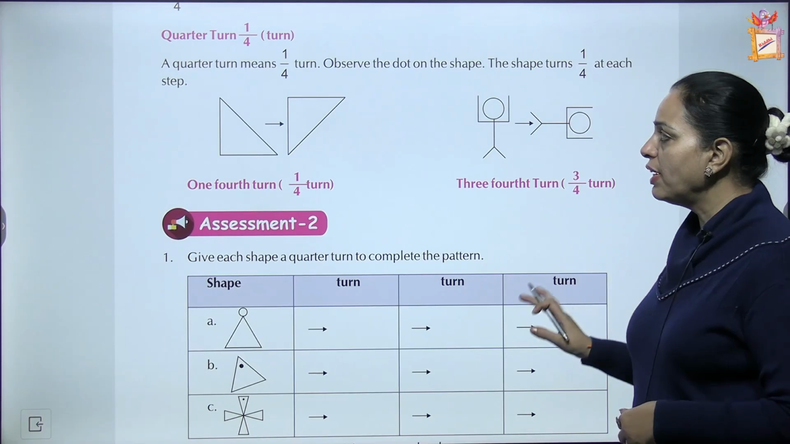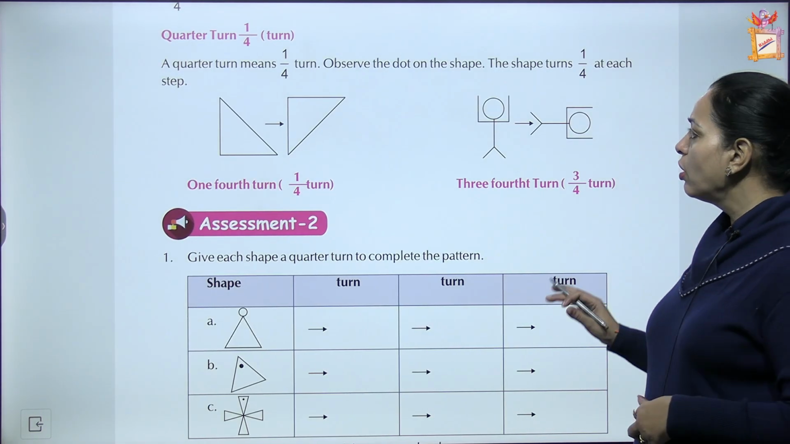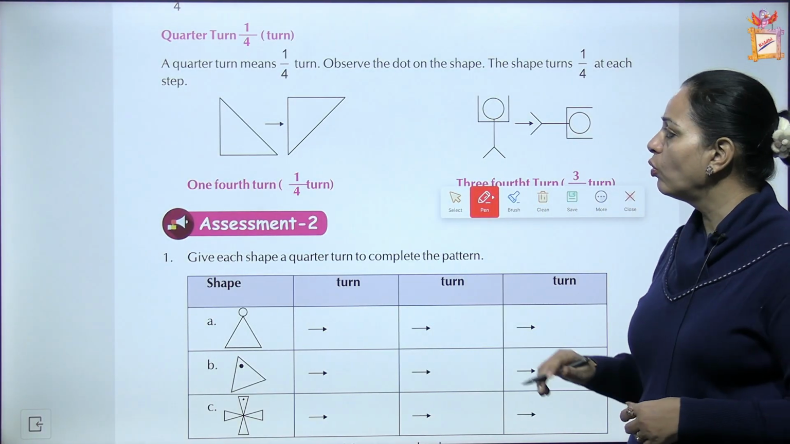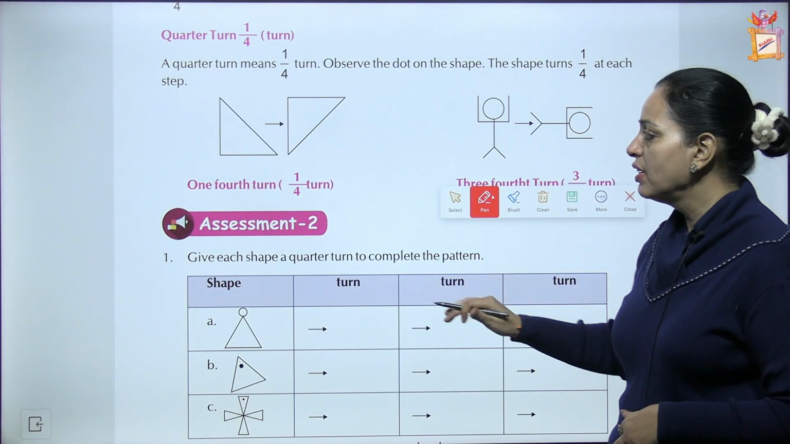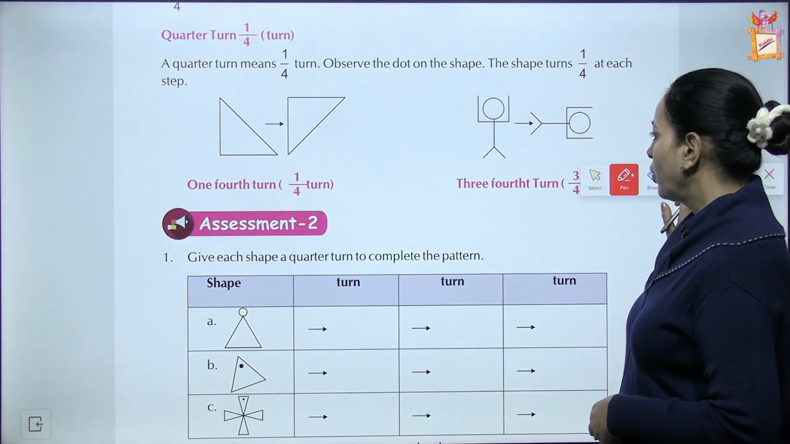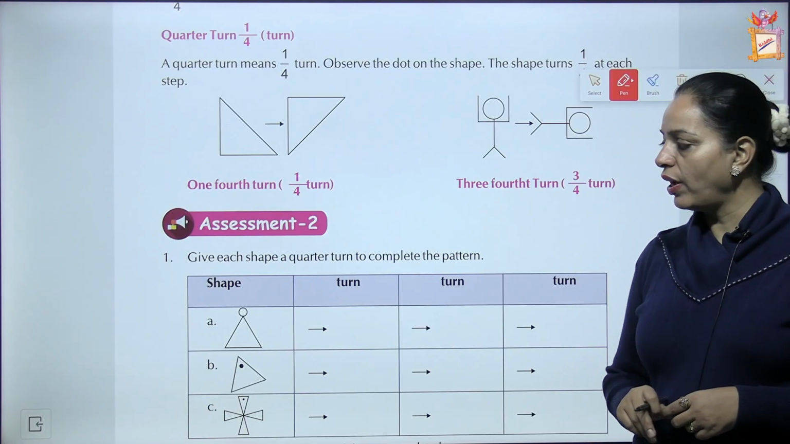Now quarter turn means 1/4 of a turn. Observe the dot on the shape. The shape turns 1/4 at each step. See, we are turning it at 1/4. Okay, here we are turning it 3/4, right?